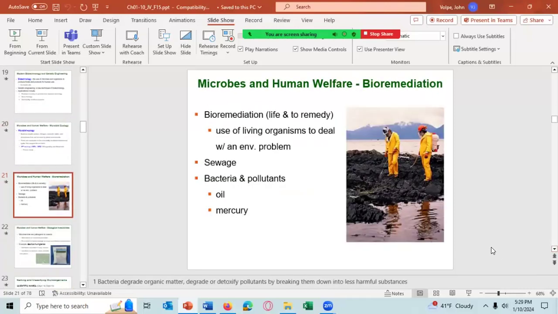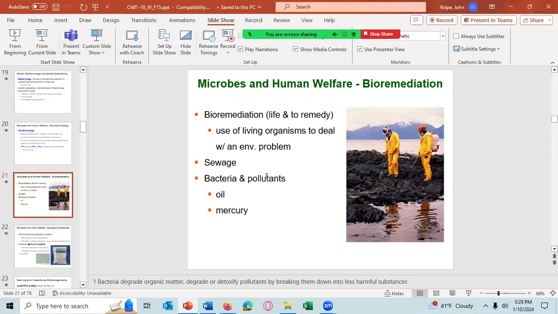Microbes are important in human welfare, such as in bioremediation. Bioremediation means literally life, and to remedy, meaning to remedy a problem happening for life, like this oil spill. That's an environmental problem, and we can use living organisms to deal with this environmental problem. Like these guys here, they're actually spraying microbes on the oil to digest the oil spill, breaking the oil down into carbon dioxide and water.